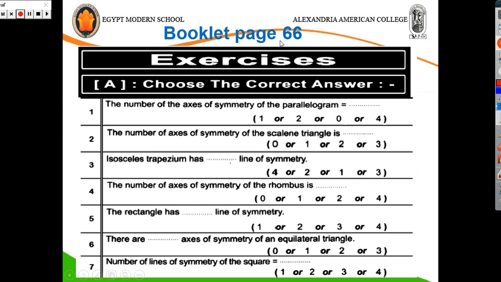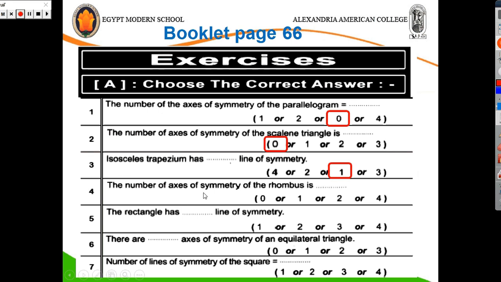Exercise booklet page 36. Open the page. Choose the correct answer. Number 1. The number of axes of symmetry of a parallelogram. Parallelogram has no axis of symmetry. 0. The number of axes of symmetry of a scalene triangle. There is no axis of symmetry in a scalene triangle. 0. Isosceles trapezium, 1.